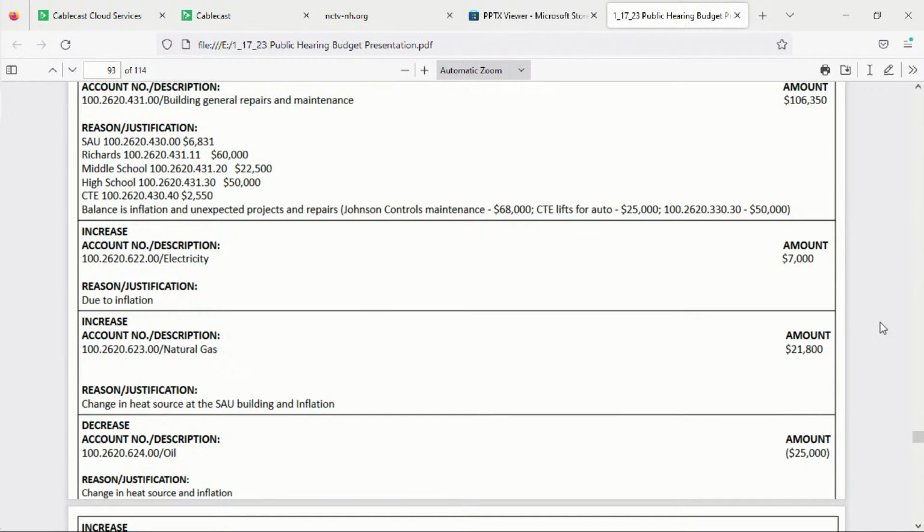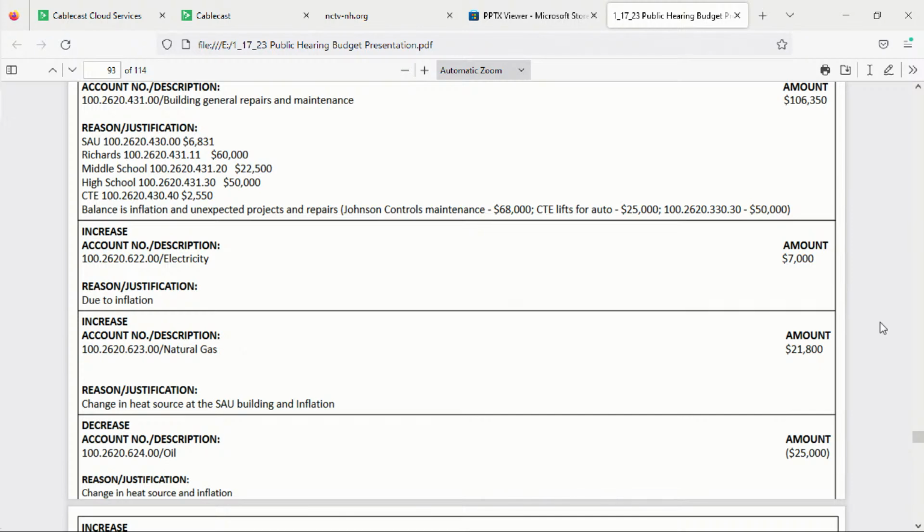And then electricity, favorite electricity, and that is still building to building, because we want to make sure that we pay attention to who's using what. So that was an inflation cost of $7,000 for SAU. And then we have natural gas or propane, and that's a change source for the SAU, which came out to $21,800. And then for the same building, SAU, we didn't lose, we saved $25,000 because we changed the heat source to propane for the majority of that building now.